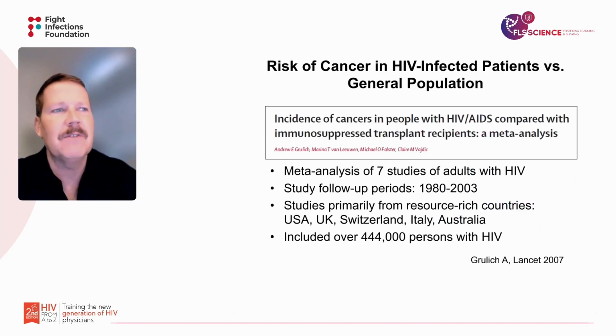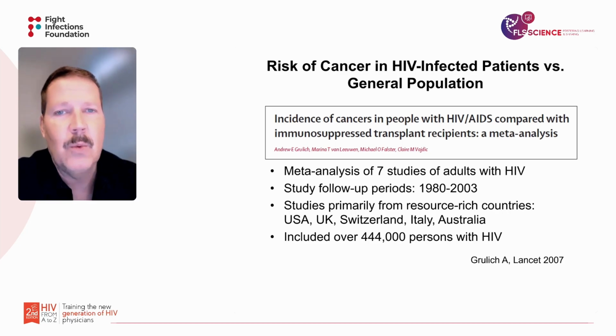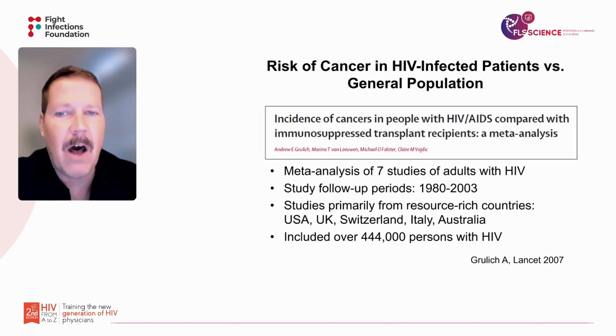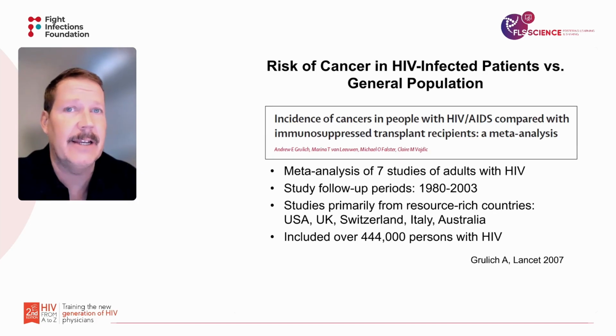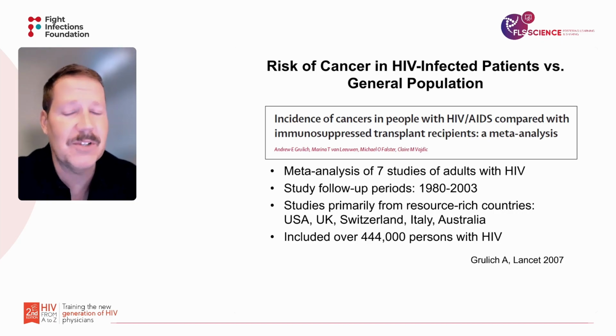So further evaluation of the risk of cancer in people living with HIV was assessed in a really terrific meta-analysis of cancer incidence that included 7 studies of adults with HIV. And it followed a range of follow-up periods, but from 1980 to 2003, so a wide period of time. And these were studies that were primarily conducted in research-rich settings in the US, the UK, Switzerland, Italy, and Australia, and included almost 500,000 people.